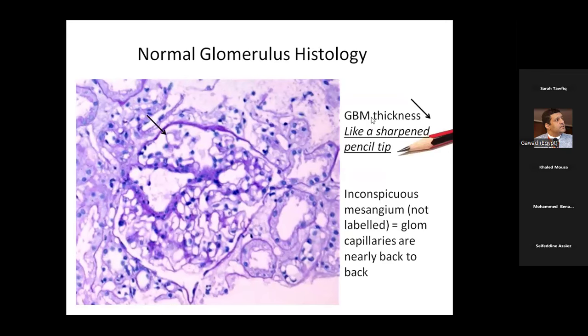The mesangium in the normal glomerulus is inconspicuous. What's meant by inconspicuous? You cannot see it clearly. That's why I didn't label it, because normally we should not see a prominent mesangial matrix. This means that the capillaries of the glomerular tuft are nearly back to back.